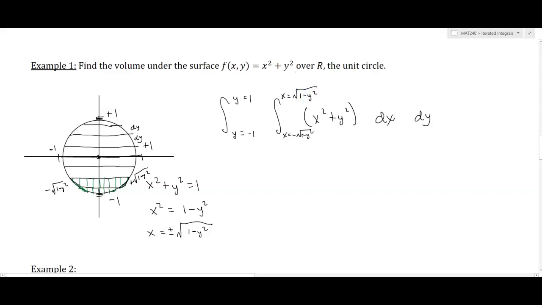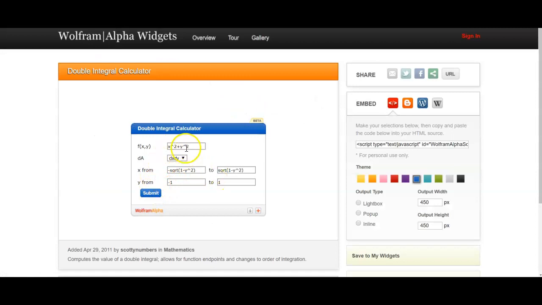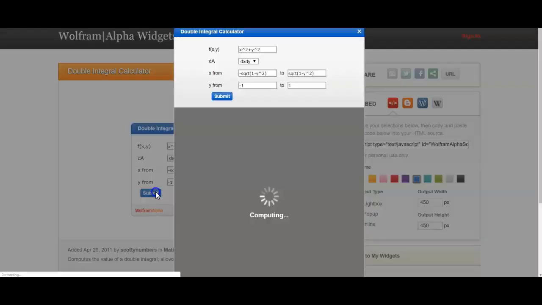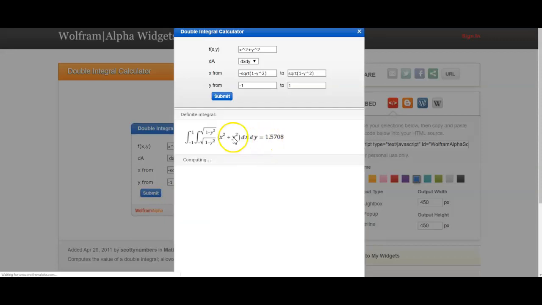Now the alternative way we could look at this is we could divvy this thing up into dy strips first and then sum along the dx strips. But let's go ahead and represent this and calculate this in Wolfram Alpha. So I've gone ahead and put that in for us, x squared plus y squared. We have dx dy in that order. X goes from negative, you have to do sqrt parentheses 1 minus y squared, up to positive square root 1 minus y squared. Y goes from negative 1 to 1. And if I compute that and everything worked out okay, I get about 1.57 as my answer.